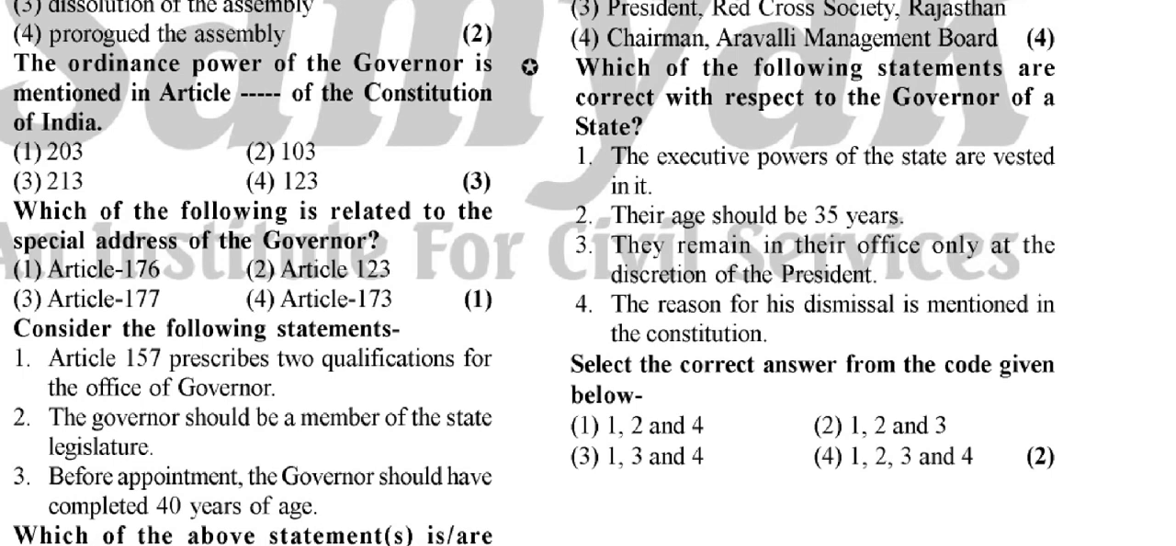Which of the following statements are correct with respect to the governor of the state? The executive powers of the state are vested in the governor. So this is correct. Their age should be 35 years. This is also correct. They remain in office only at the discretion of the president. This is also correct. The reason for his dismissal is mentioned in the Constitution. So this is not mentioned in the Constitution, so the fourth option is not correct. The remaining three are correct. So the second option is the answer.